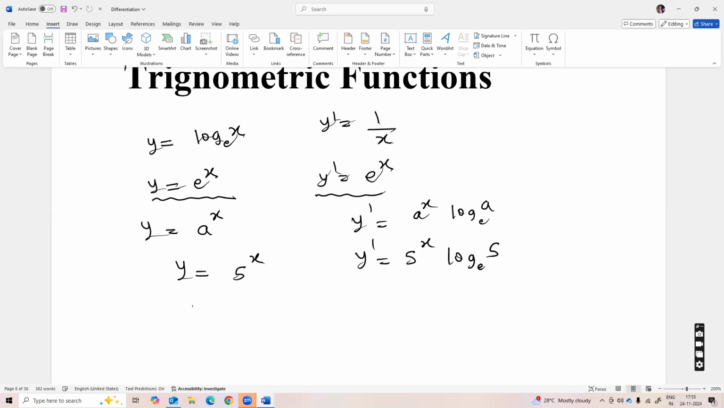Or if it is y is equal to 100 to the power x, then its derivative y dash is given as 100 to the power x log e 100. So you better remember all these formulas, so that it will help you in solving questions.